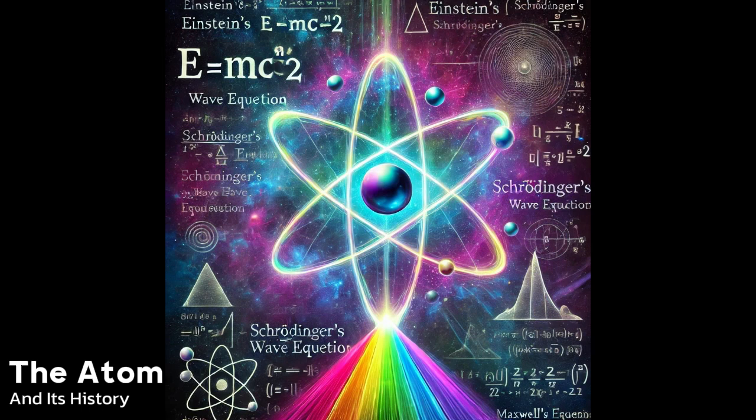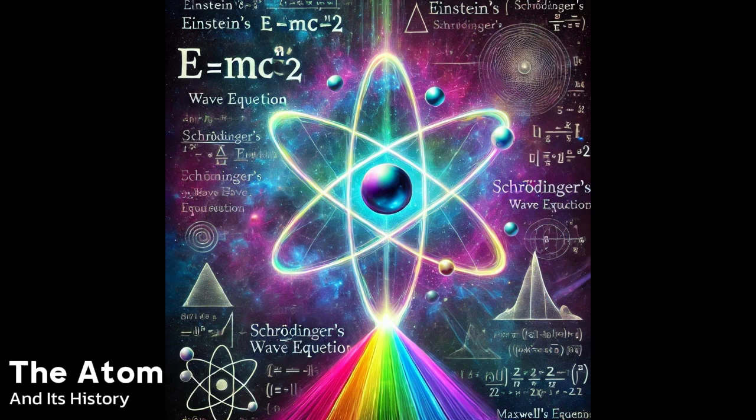Ernest Rutherford, 1911. Discovery of the nucleus. Ernest Rutherford, a New Zealand physicist, performed the famous gold foil experiment, which led to the discovery of the atomic nucleus. Rutherford fired alpha particles at a thin gold foil and observed that most passed through, but some were deflected at large angles. This suggested that atoms have a small, dense, positively charged nucleus at their center, surrounded by mostly empty space.